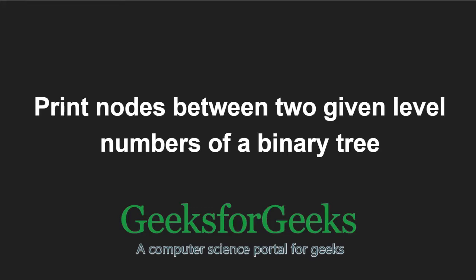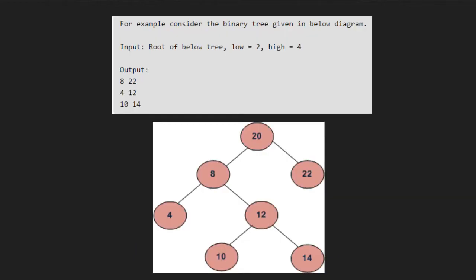In this video, we are going to understand the program which helps us in printing nodes between two given level numbers of a binary tree. First, let us take an example. As you can see in this example, we begin printing from level 2 and print nodes till level 4.